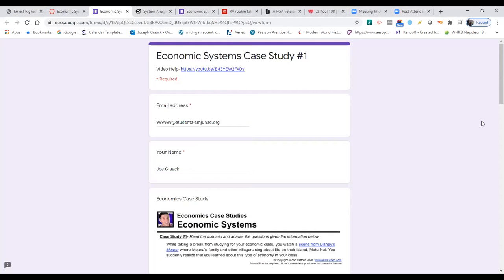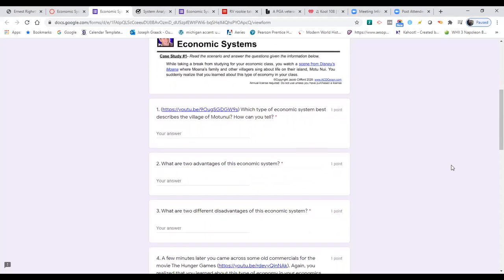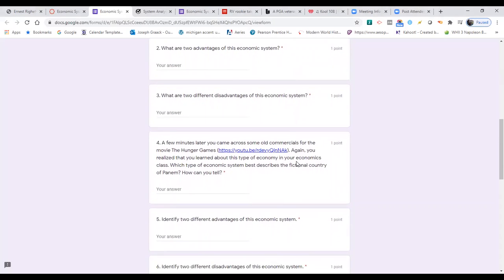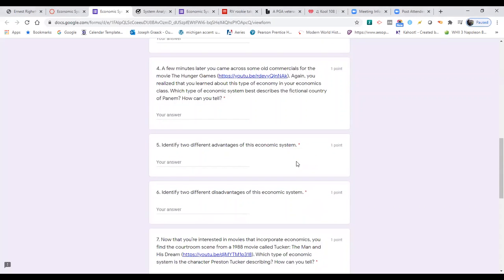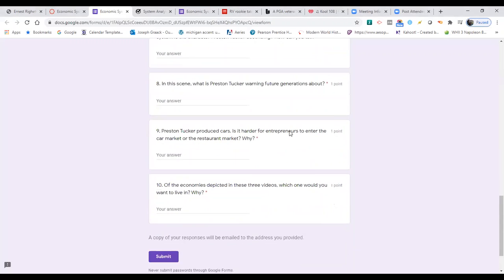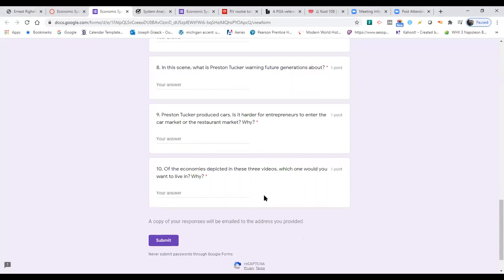And then what we had you do was look at 3 different video scenes. A scene from a Disney movie, asking about what type of economic system and some advantages and disadvantages of that. Asking you to look at a clip about the Hunger Games, advantages and disadvantages of that. And then a late 80s movie called Tucker: The Man and His Dream. And there are 2 questions about that clip. Then out of all 3 video clips, which system would you want to live in and why?